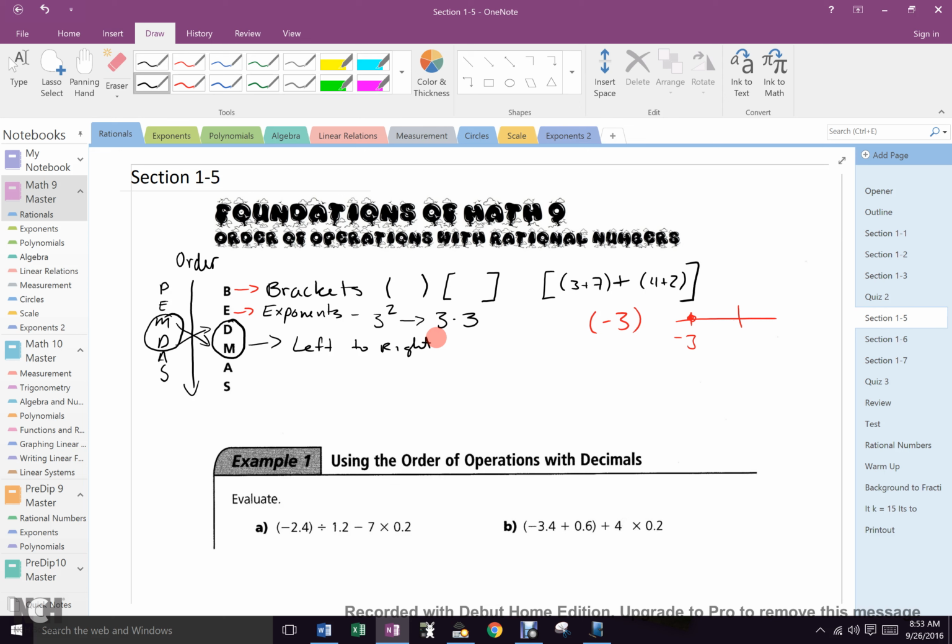Oh, you were saying that it's weird to read up and down. See how much stuff you learn in math class?